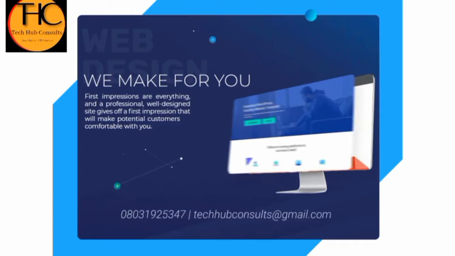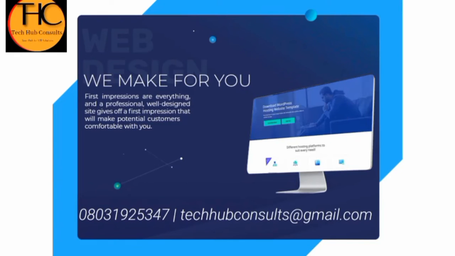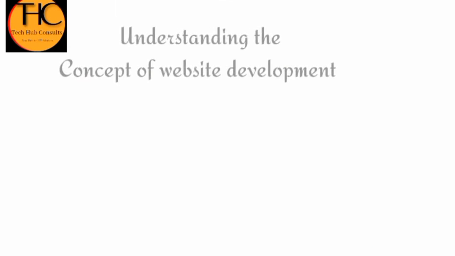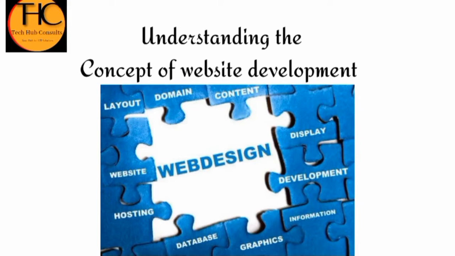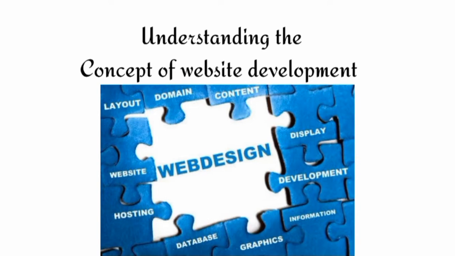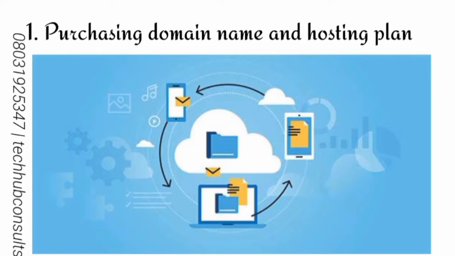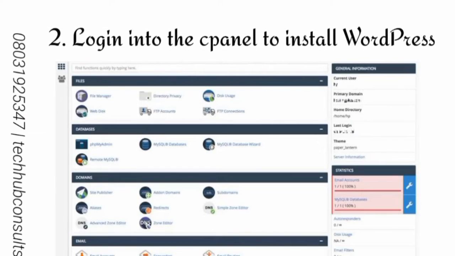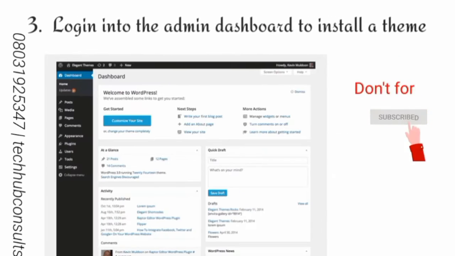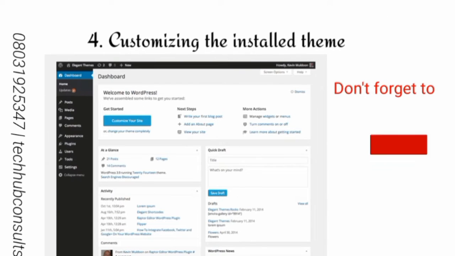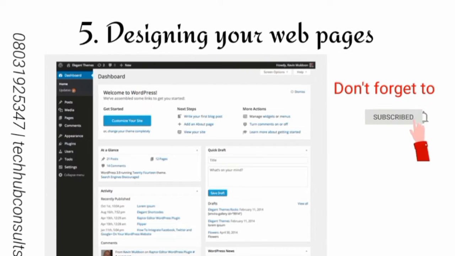In this training, we shall be learning how to design professional websites in 5 steps. We will start with understanding the concept of website design, the domain name purchase and hosting, logging into cPanel and installing your WordPress, logging into admin dashboard and installing a theme, customizing the installed theme. Then the last one is designing your web pages.